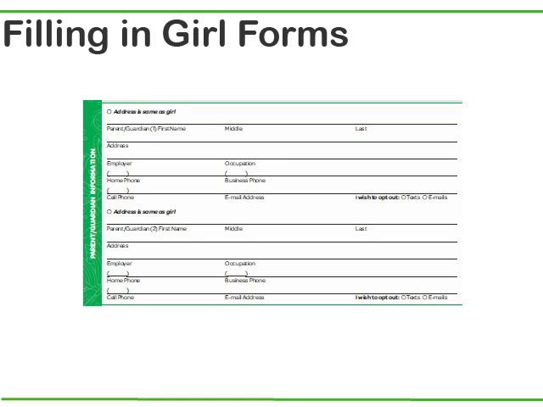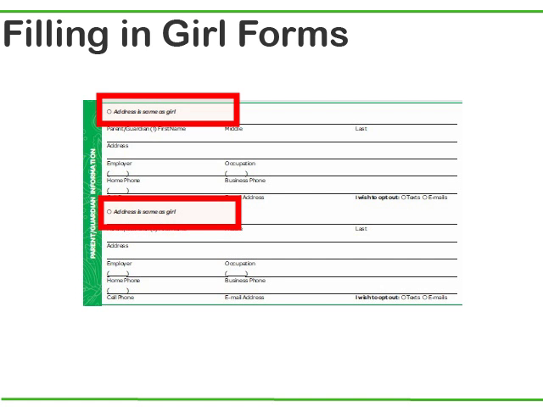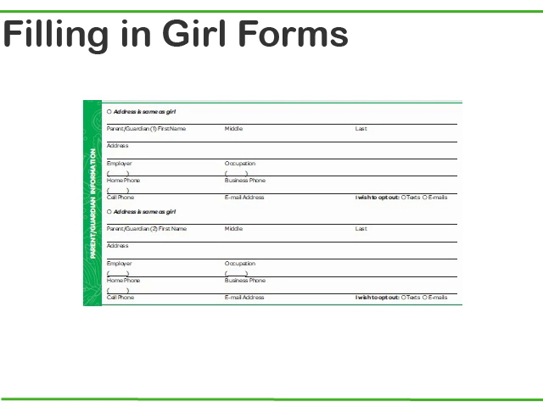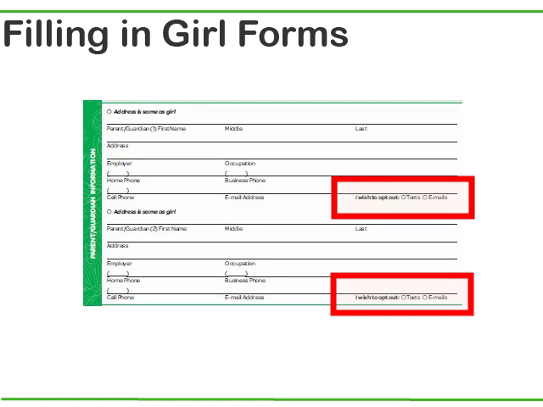Under the parent sections, if the address is the same as the girl, all the parent needs to do is check the box, "Address is same as girl." Then they can fill out their employment information, email address, and contact numbers. There is also the option of opting out of receiving text messages and emails.